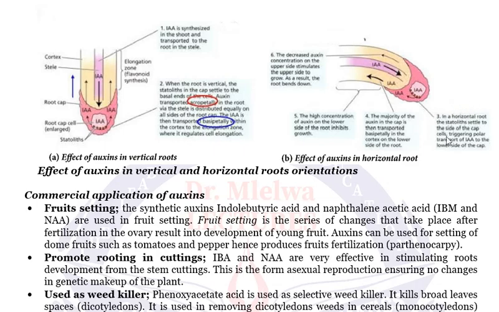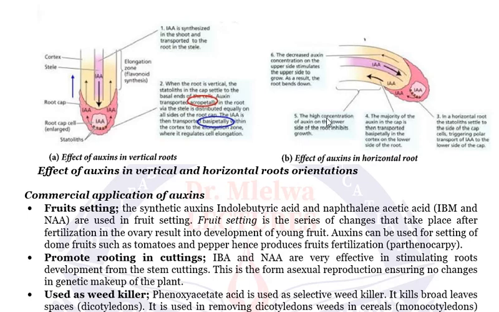And in the horizontal root cap, the statoliths settle to the side of the cap cells, triggering polar transport of indole acetic acid to the lower side of the cap. So because this is attracted also by gravity to the lower side, and most of the auxin is distributed in the lower side, the higher concentration of auxin on the lower side will inhibit root growth. As we discussed in the previous graph, a higher concentration of auxin tends to inhibit root growth.